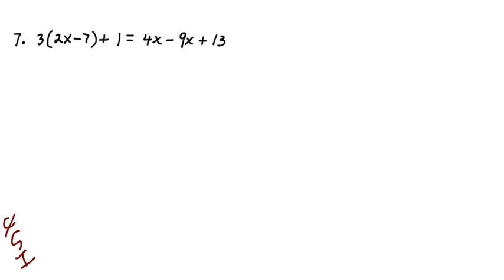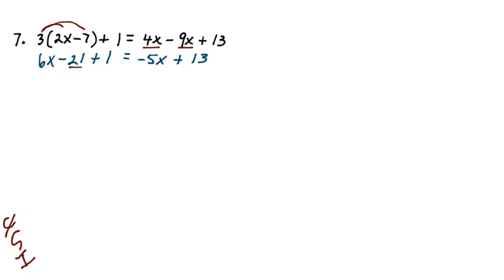So I'm going to have to distribute on the left. So 3x times 2x is a 6x, and 3 times a minus 7 is negative 21. So we'll write that as minus 21. And then don't forget to bring down the 1. Again, the 1 is not part of the distribution with the 3 there because it's not in the parentheses. On the other side, notice we have our 4x and 9x terms, a minus 9x. Those can be combined to a minus 5x. And again, bring down that 13.